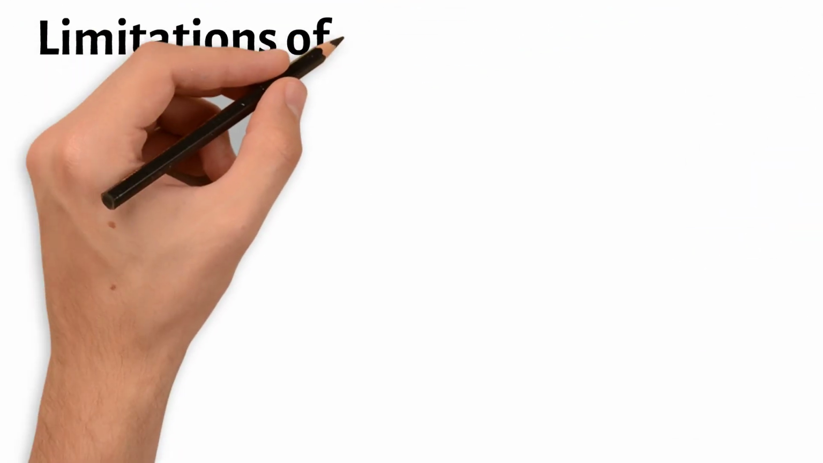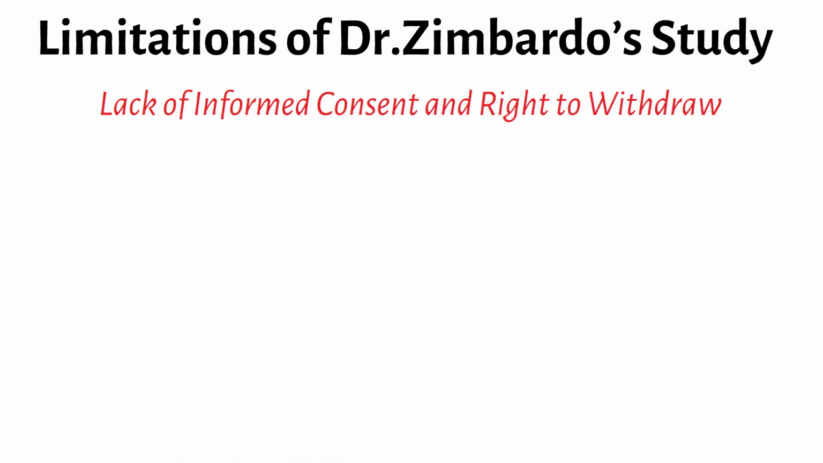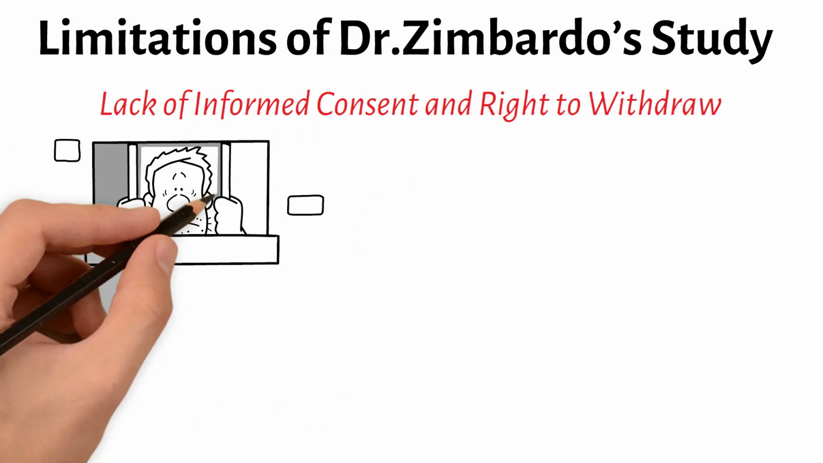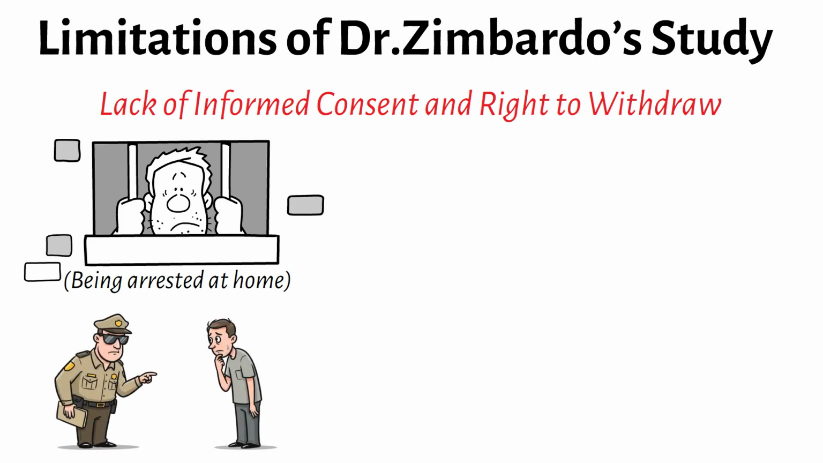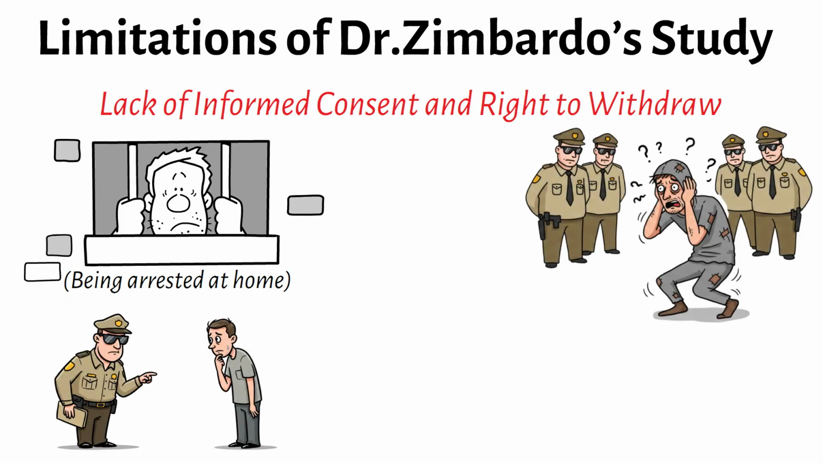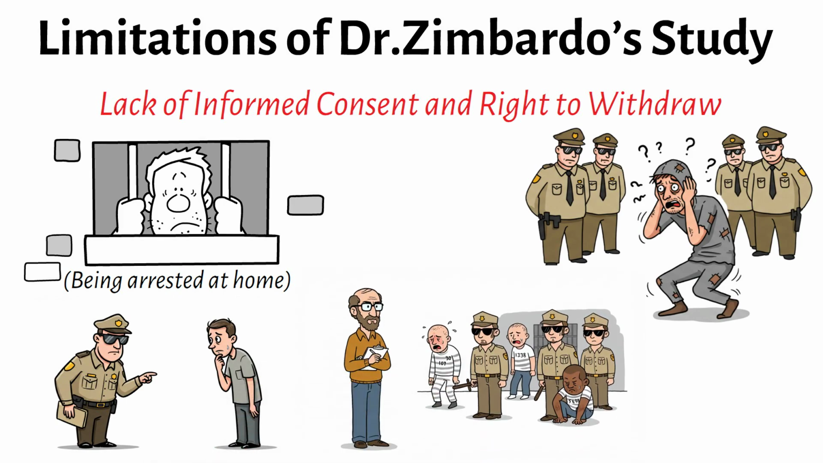Limitations of Zimbardo's study. Lack of informed consent and right to withdraw. Participants were not fully informed about what would happen, such as being arrested at home. Although they were told they could withdraw, in practice this was discouraged. Zimbardo acted as superintendent and persuaded prisoners to stay.